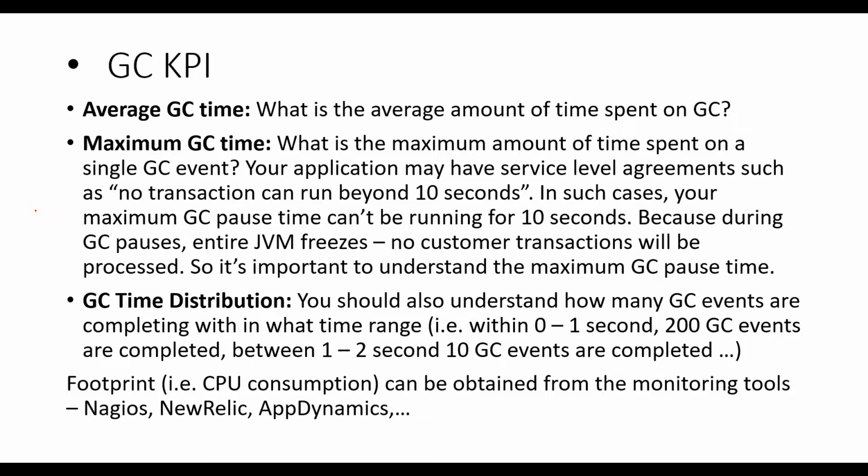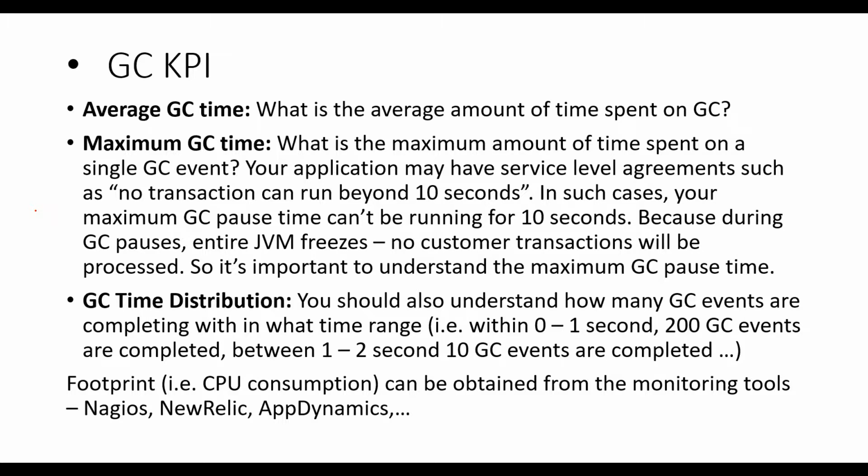So within 1 or 2 seconds, if there are 100 minor GCs, and then the same phenomenon is repeated after every 1 or 2 minutes, based on that we can see how your application is behaving and whether we really need to tune the GC over there. So this time distribution is also important.